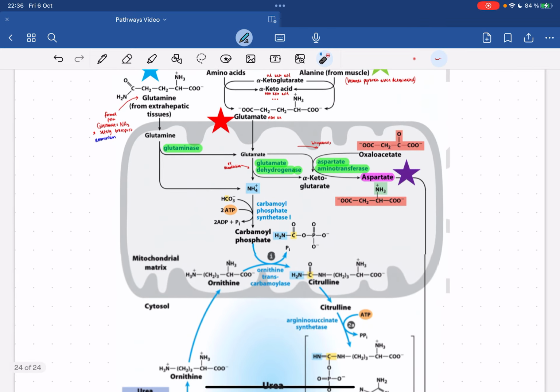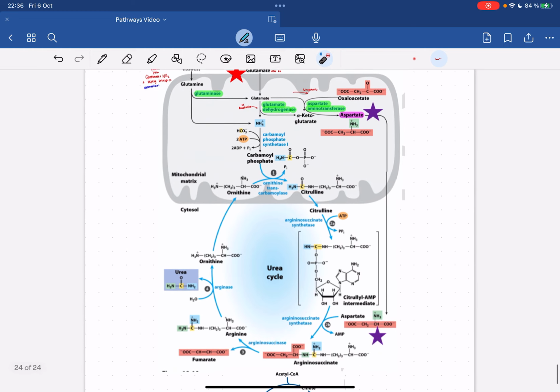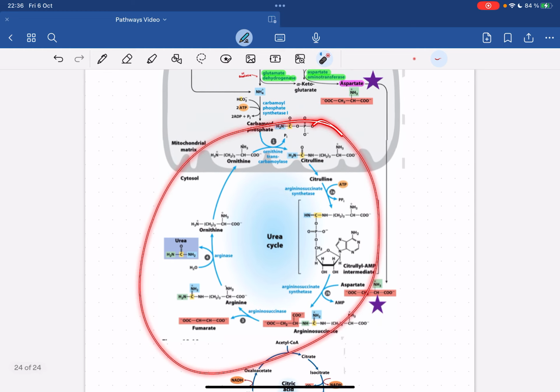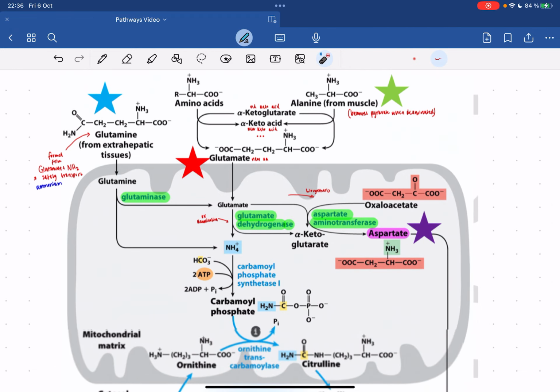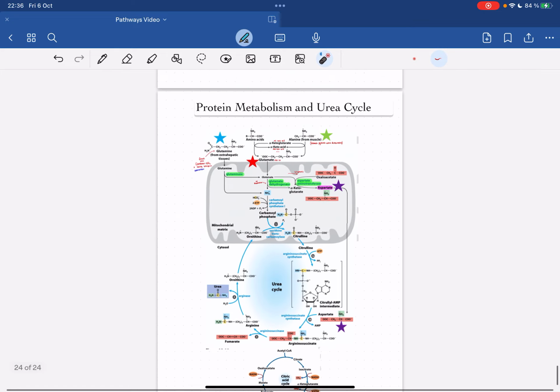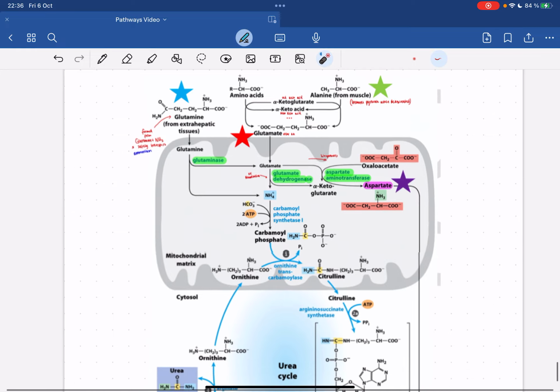And this is where we get into the first step of the urea cycle. So some things before I get into this exactly. Aspartate is made from oxaloacetate using a conversion from oxaloacetate into alpha-ketoglutarate, but also into aspartate. And this is used inside of the urea cycle a lot as well.